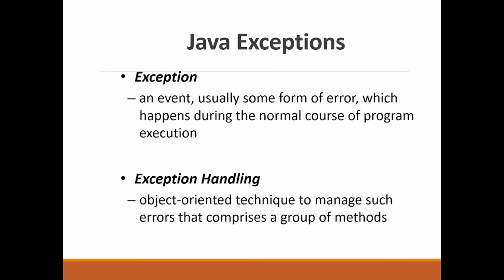It is an object-oriented technique to manage such errors that comprises a group of methods. With the use of the object-oriented technique, or OOP, you are now able to handle these errors. With the help of exception handling, if an error has occurred, it will not halt or stop the program flow, but you can create a process for what the program will do if such an error has occurred.